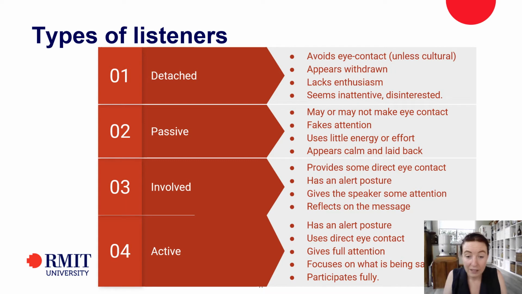I know I have. In the drug and alcohol workforce, there are many things that can cause someone to become a detached listener. And so firstly, what is a detached listener? Someone who's avoiding eye contact. They might seem withdrawn, they might not seem enthusiastic, they seem disinterested, they might seem distracted.